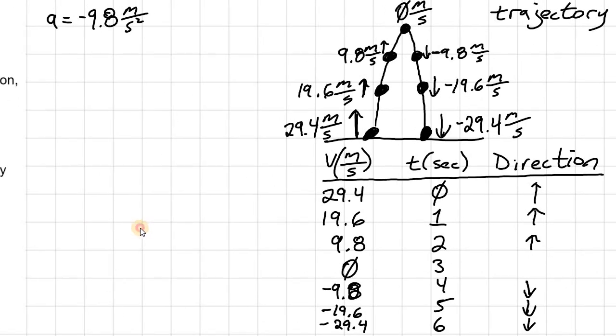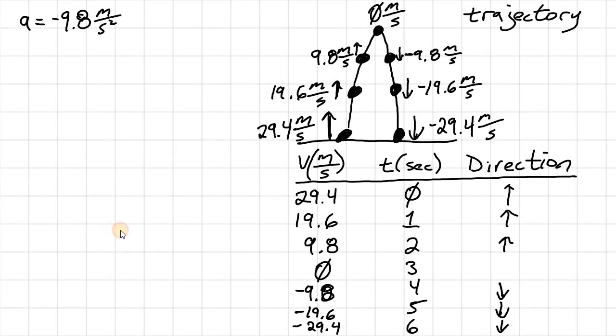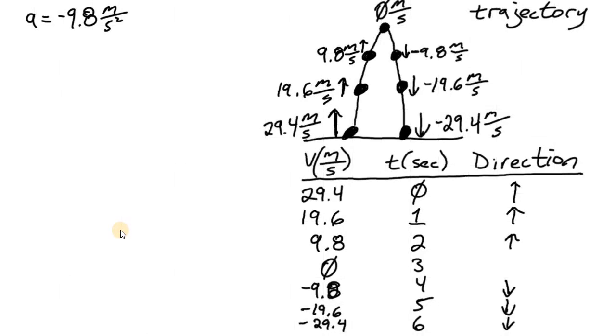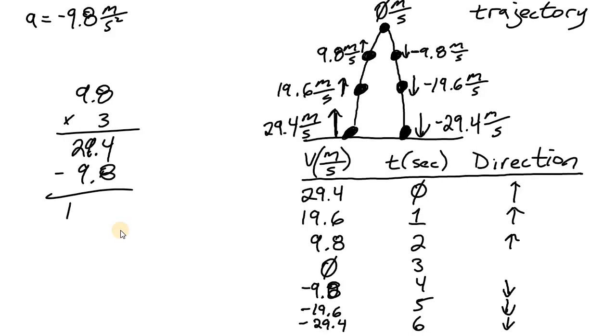All I did here when I set up this problem was take 9.8 and multiply it by 3, and I got 29.4. I know that when I subtract 9.8, I'll get 19.6, and then subtracting another 9.8, you get 9.8, and subtracting another 9.8, you get 0.